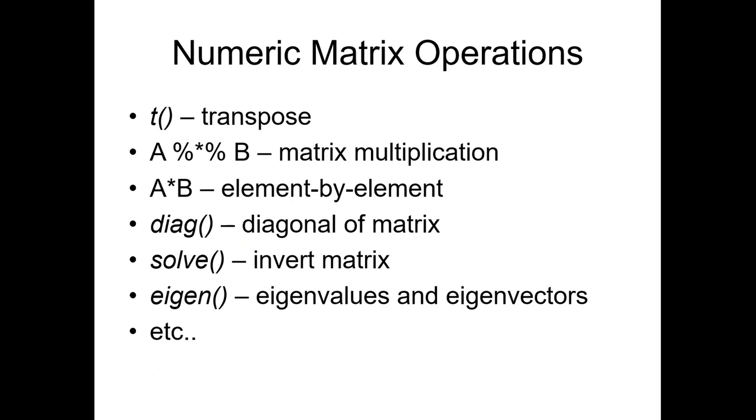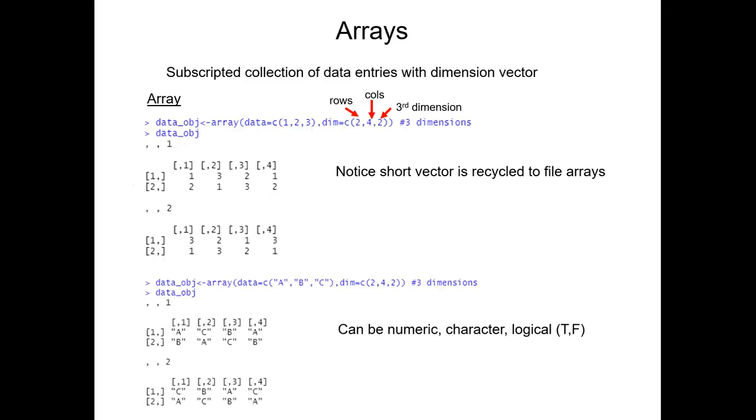If you have numeric matrices, you can do all the standard matrix operations as functions for transposing, multiplication, solving to invert the matrix, diagonal function, all that stuff. So that's available in R. Arrays, as I mentioned, are a separate function from the matrix, but an array is essentially a way of having data stored in more than 2 dimensions. So in this example, I'm using the array function.